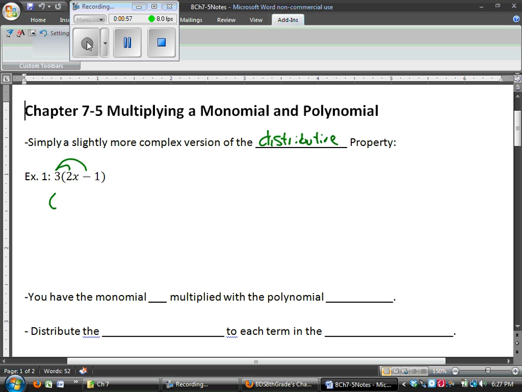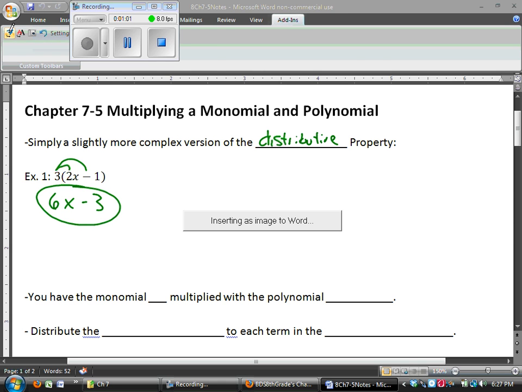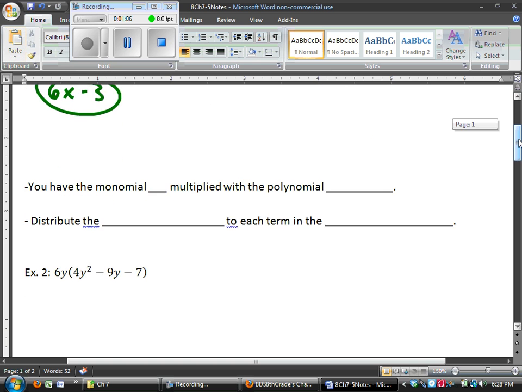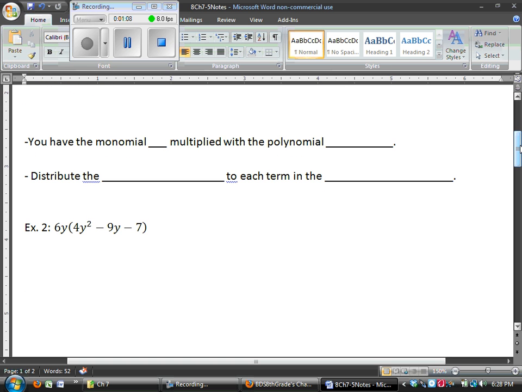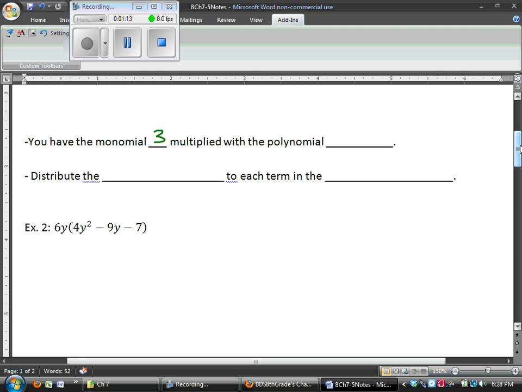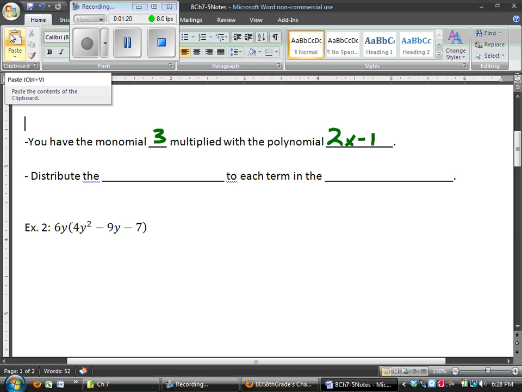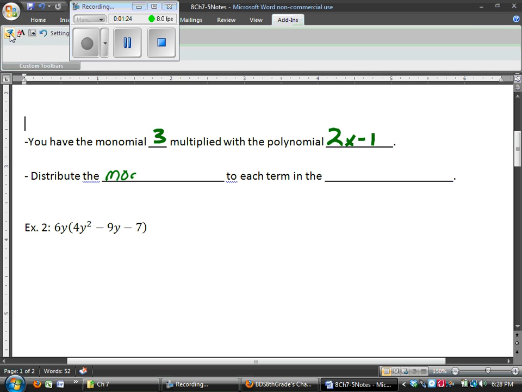Distribute that 3 to get 6x minus 3. You can all do that. I know you can. I've seen you do it. We reviewed it at the beginning of the year. But what you don't know is that in that example, we had the monomial 3 multiplied with the polynomial 2x minus 1. So all you were doing was multiplying a monomial times a polynomial. Okay? We're going to distribute the monomial to each term in the polynomial.